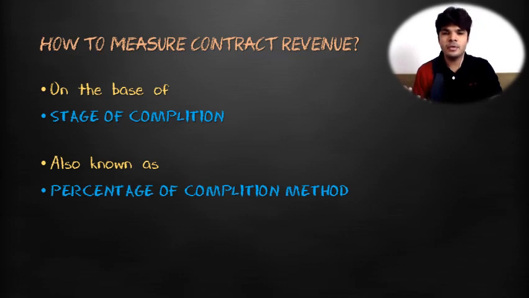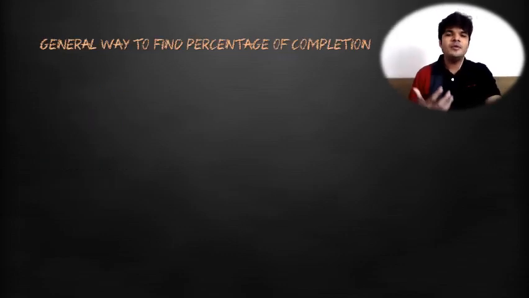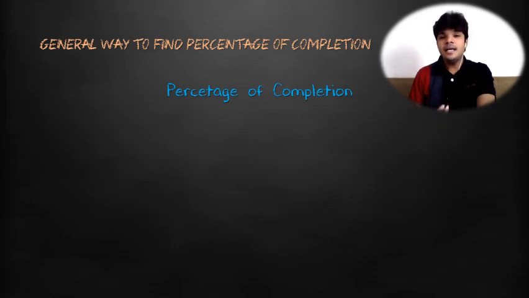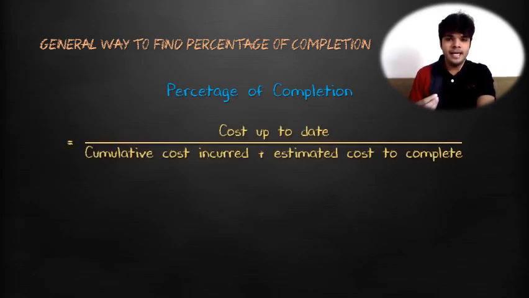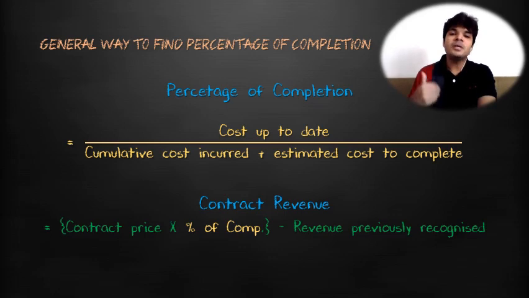How to record contract revenue? So basically, contract revenue should be recorded on the base of stage of completion of the contract work. It is also known as percentage of completion method. What can be the general way to find out percentage of completion? Percentage of completion is equal to cost up to the date divided by cumulative cost incurred up to the date plus estimated cost to complete the contract. And contract revenue can be taken as contract price into percentage of completion, which we found out above, minus revenue previously recognized. There can be also other ways to find out the percentage of completion, but these can be taken as general and universal base.